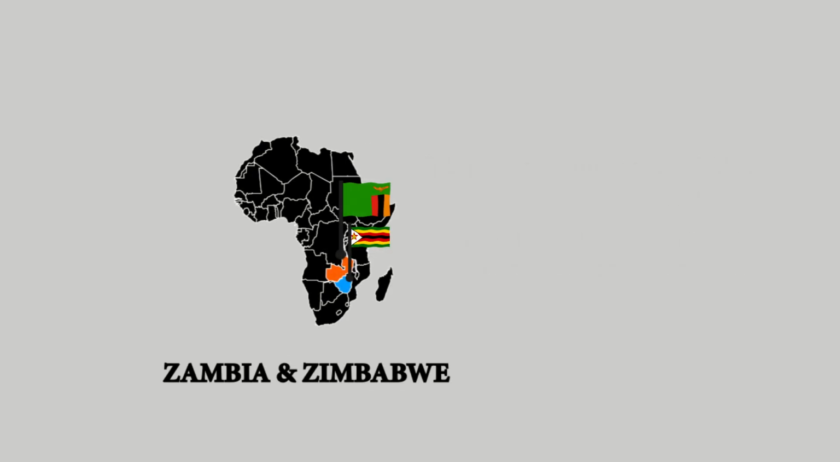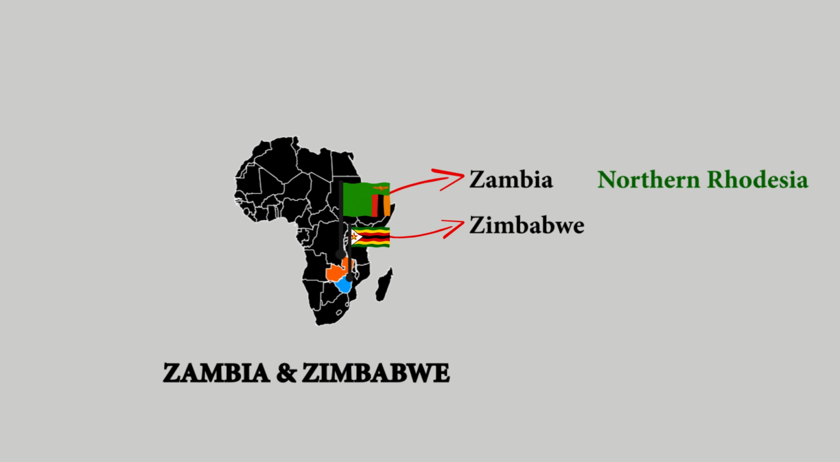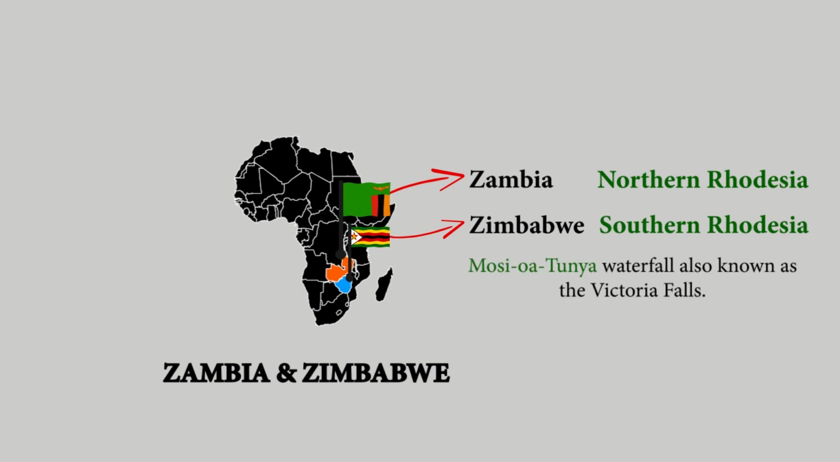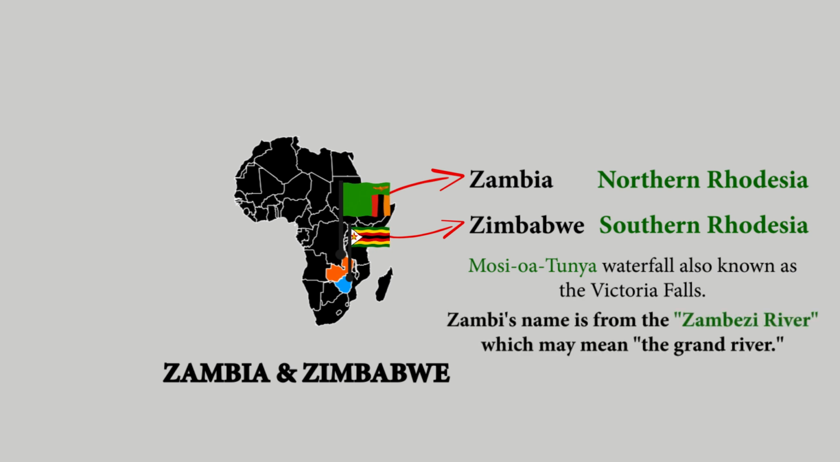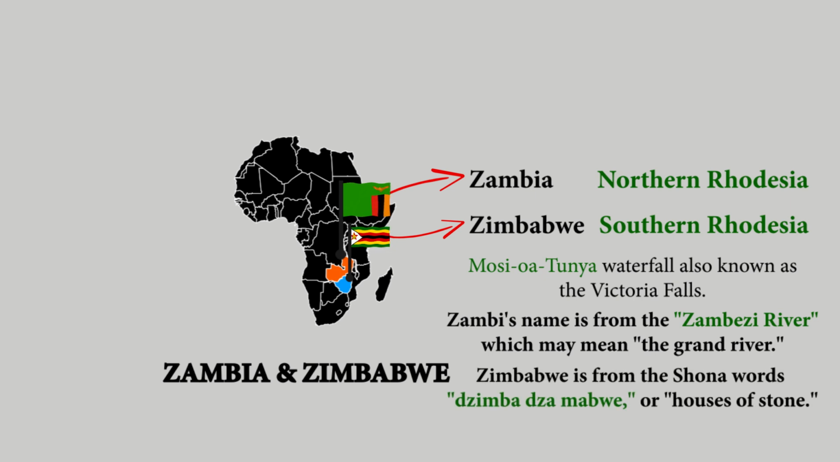Zambia and Zimbabwe. Last but not least are Zambia and Zimbabwe. Zambia and Zimbabwe are countries in southern Africa previously known as Northern Rhodesia and Southern Rhodesia respectively during the British colonial period. This region is home to the popular Mosi-oa-Tunya waterfall, also known as the Victoria Falls. Zambia derives its name from the Zambezi River, which means the Grand River, and Zimbabwe derives its name from the Shona word Dzimba dza mabwe, which means houses of stone, referring to the Great Zimbabwe Ruins.